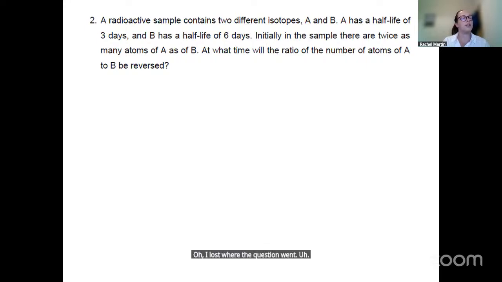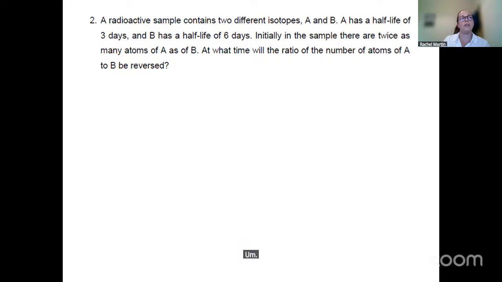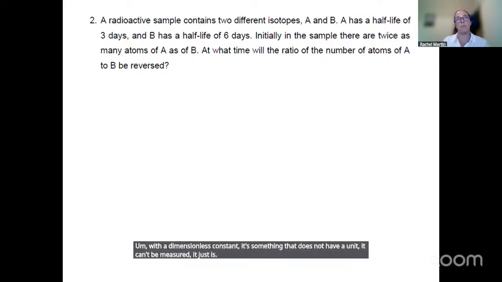Yeah, dimensionless can mean no units, because it means it's something that we can't measure, it just has a value. A bit like, I suppose, in a different way, vectors and scalars. Vectors have size and direction. With a dimensionless constant, it's something that does not have a unit, it can't be measured, it just is. A bit like pi is just a number.